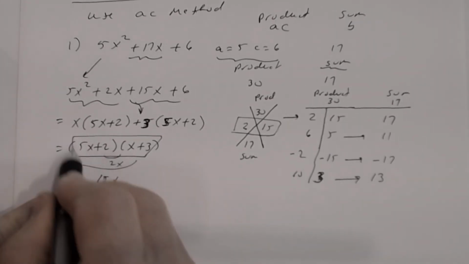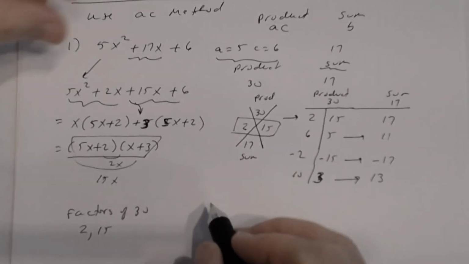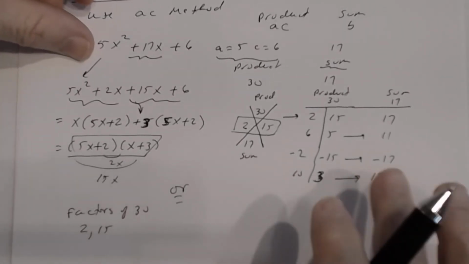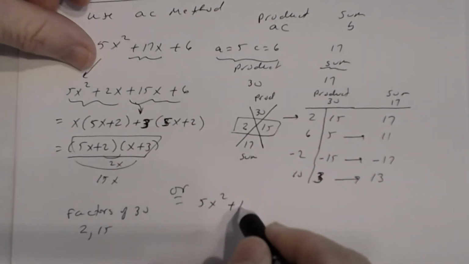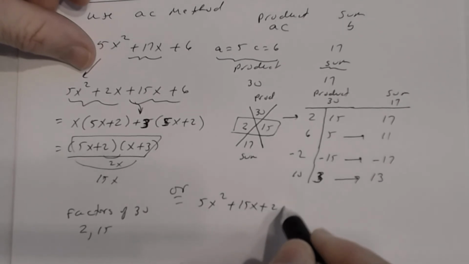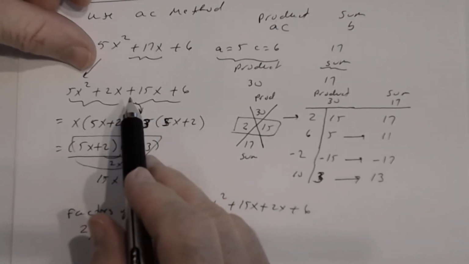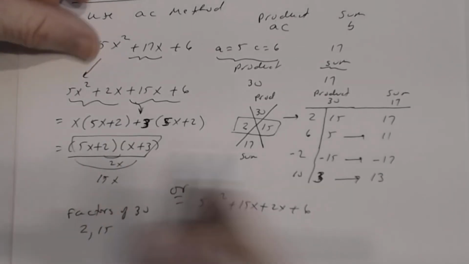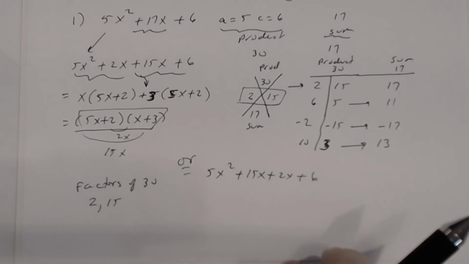Now, you remember how I said it didn't matter whether you put 2 or 15 first? Doesn't matter. So someone else could have said this. I just want to show you. Someone else could have said, well, I'm going to rewrite this as 5x squared plus 15x plus 2x plus 6. That's fine. You can put 2x first, or you can put 15x first. You'll still get the same answer in the end. You'll still get this factorization.